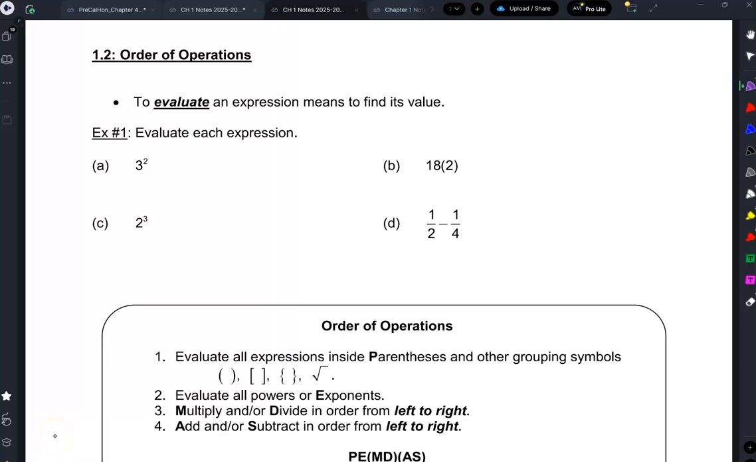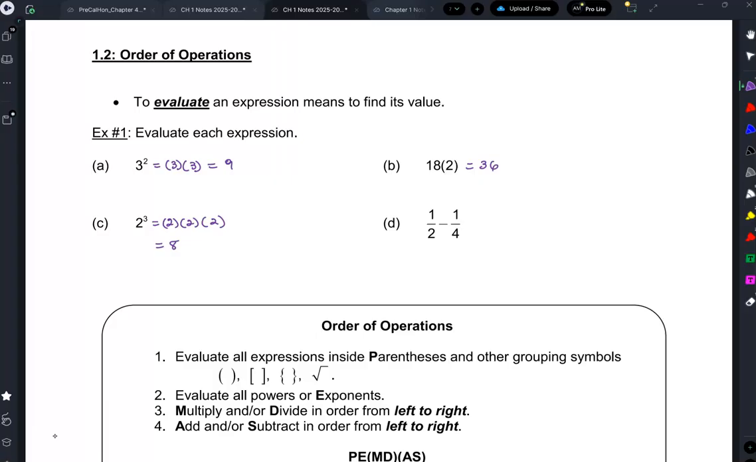Right. So to evaluate means to find a numerical answer, right? Like 6, 8, -2, and so on. So here we want to evaluate each of these. If I have 3 squared, that's 3 times 3, 9. 18 times 2, right? I evaluate 36. 2 cubed is 2 times 2 times 2. That gives us 8.